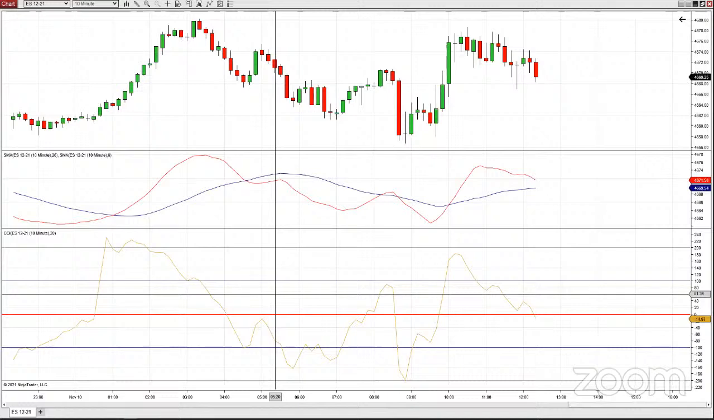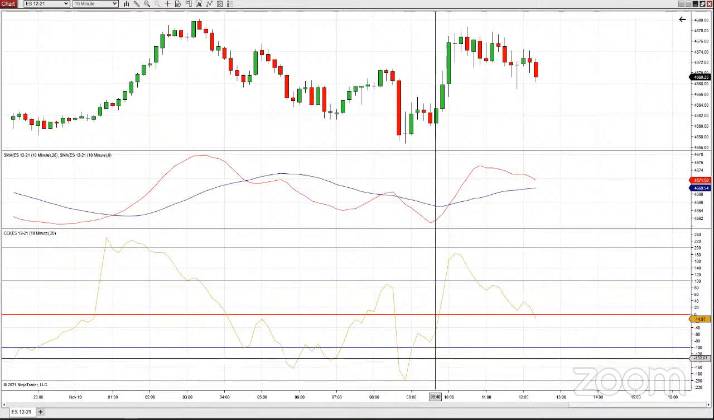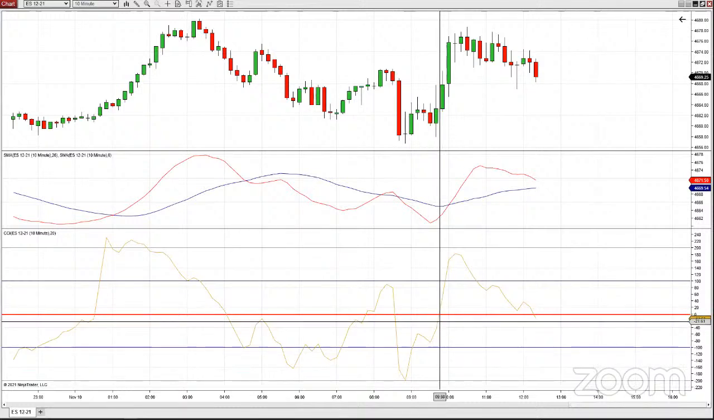Patrick asks, Patrick, it might be better to use ticks instead of on bar close. For sure. Absolutely. So let's take a look at this particular one.